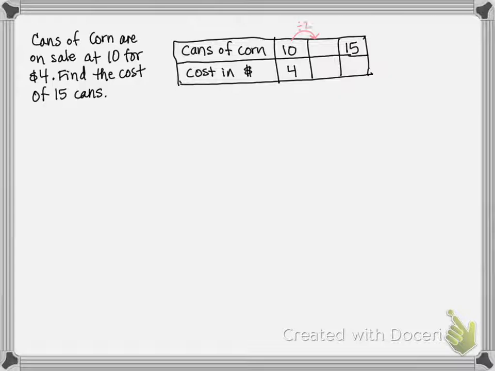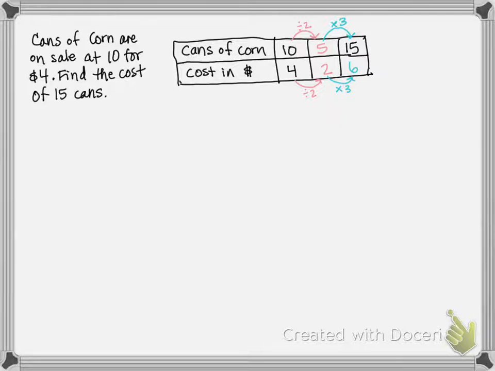So I'm going to divide by 2 for each one of them. That's going to give me 10 divided by 2 is 5, and 4 divided by 2 is 2. Now I can scale up, because I know if I multiply 5 by 3, I'll get 15. So if I multiply 2 by 3, I'm going to get 6. Okay?